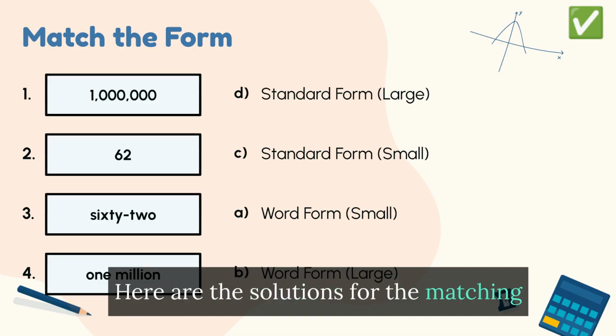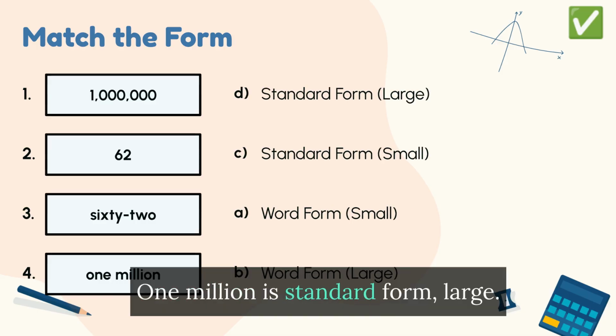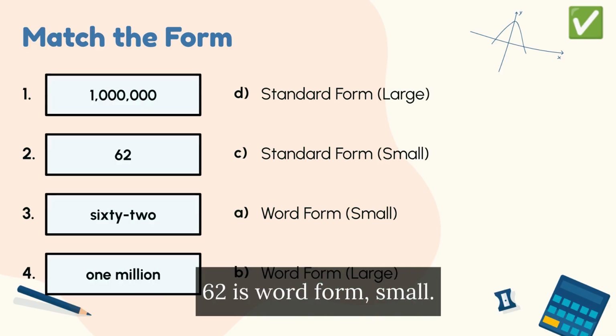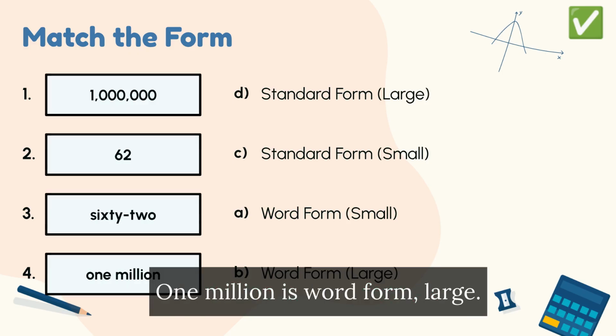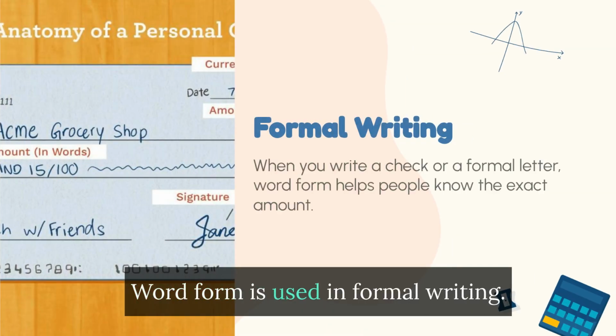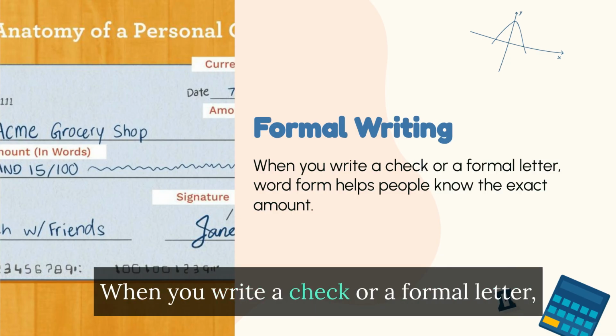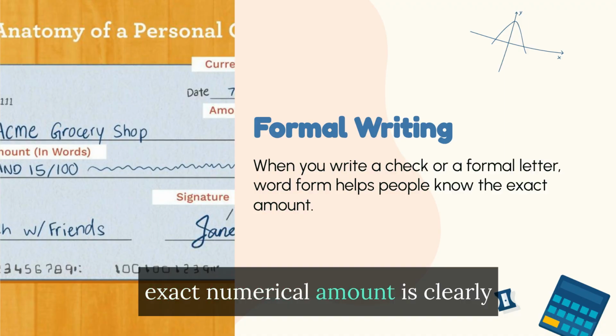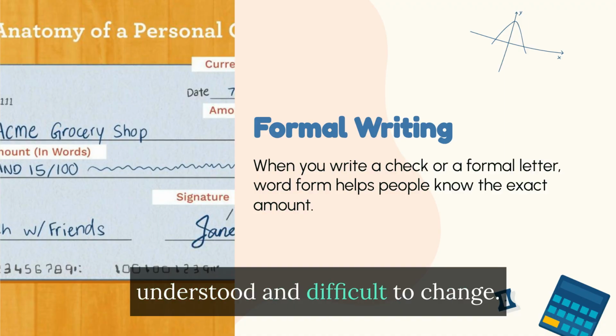Here are the solutions for the matching exercise. 1 million is standard form, large. 62 is standard form, small. Sixty-two is word form, small. One million is word form, large. Word form is used in formal writing. When you write a check or a formal letter, using word form helps ensure that the exact numerical amount is clearly understood and difficult to change.